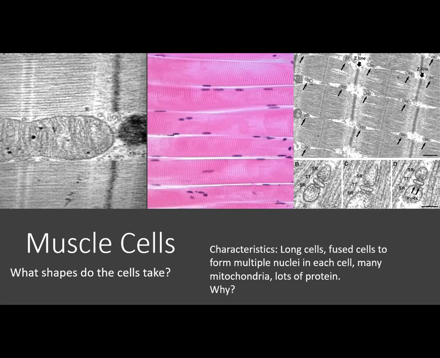And muscle cells are long cells, fused to form multiple nuclei in each cell, with many mitochondria and lots of protein. Now, why do they have these different characteristics? Well, let's first start with multiple nuclei. These cells are usually very, very long. Some cells could be as long as your forearm or something to that effect.